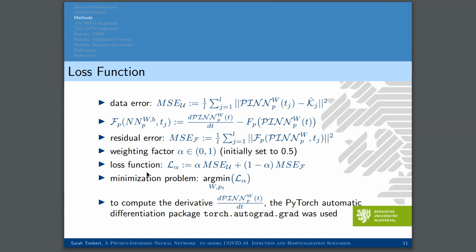So the loss function now consists of the sum of the data error and the residual error, and those two components can be weighted. We did that using alpha, a hyperparameter trading between those two losses. It can be done in multi-objective optimization as well, and thus we obtain one minimization problem per training iteration.